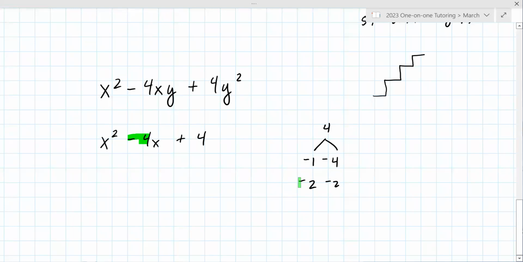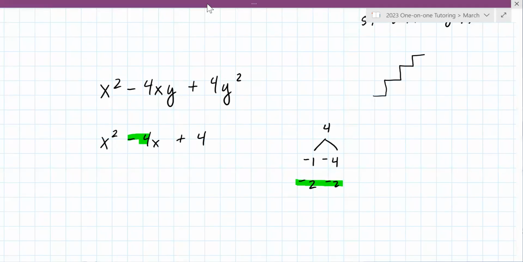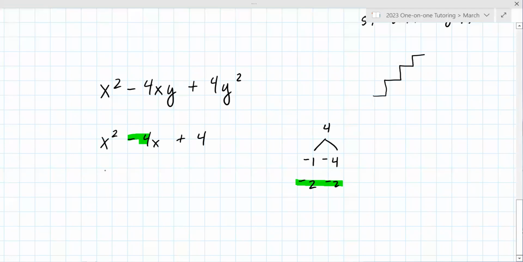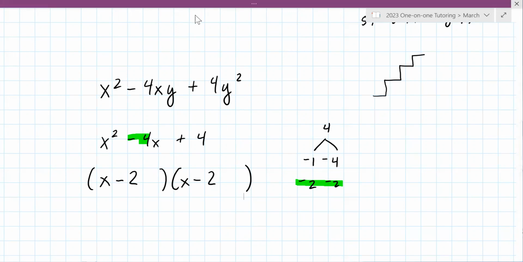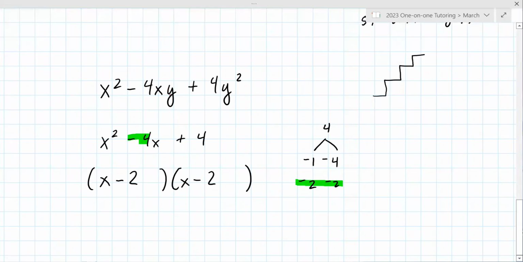2, a -2 and -2. Good, very good. Okay, so just like before, it's going to be x minus 2, x minus 2. Do you see that they are the same? Again, they're duplicates. Now you might be wondering, well, hey, what about that y? Well, you just sneak it in here at the end.